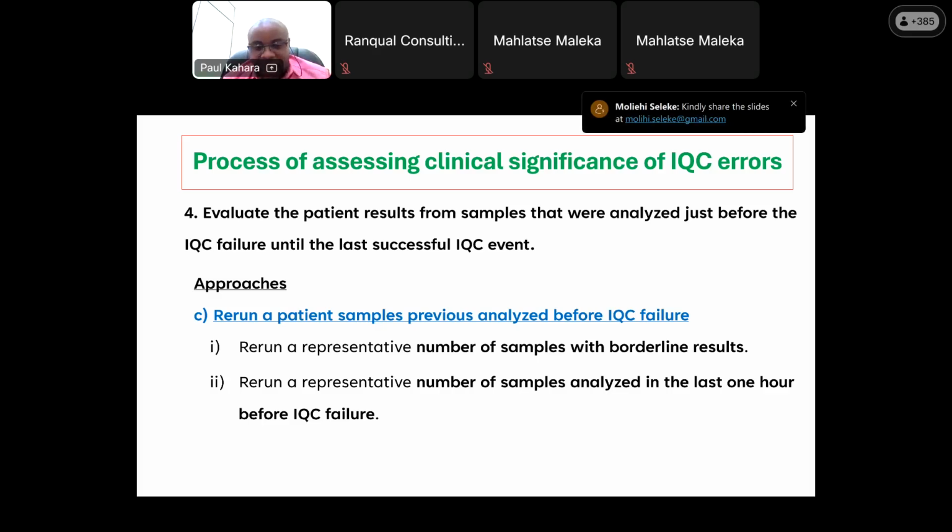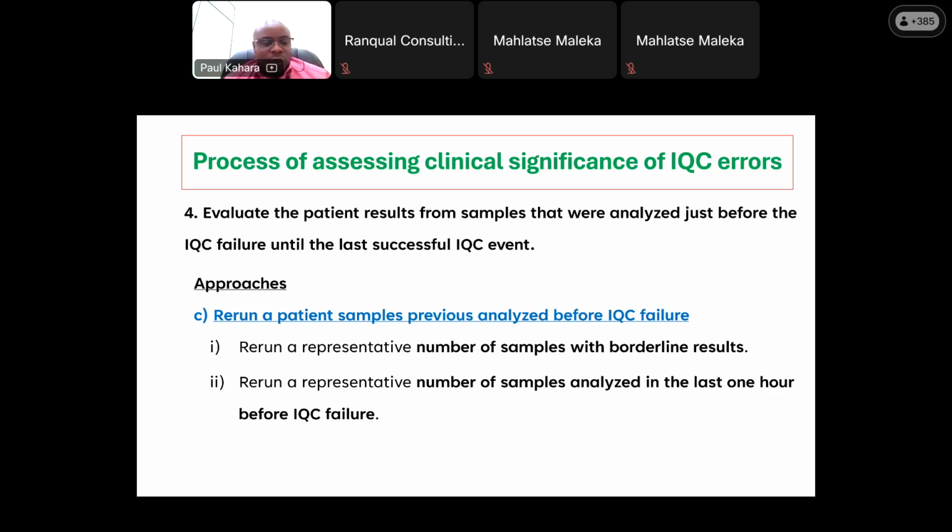I really hope I'm not ambiguous in what I'm saying. You have run your IQC now, you have realized the failure, and you have agreed the failure did not happen now. The problem did not start now. It could have started 1 hour, 2 hours, 5 hours, 12 hours ago. So how do you know, number one, when the problem began? Number two, how do you know which patient results were affected before you realized the problem?